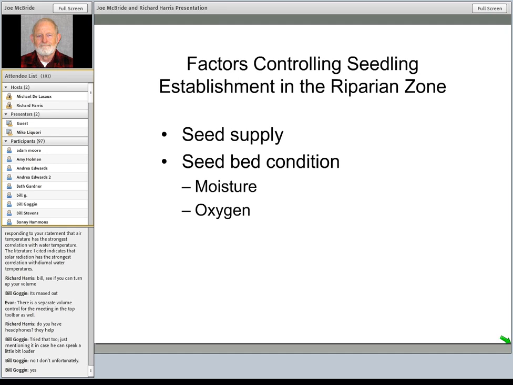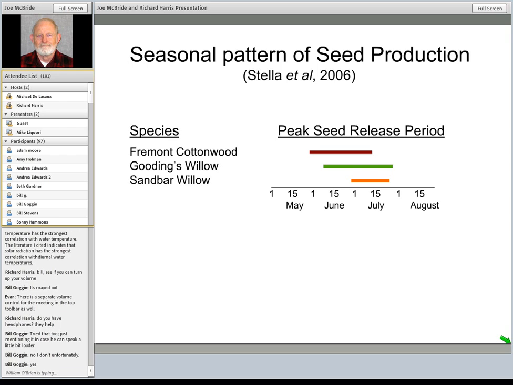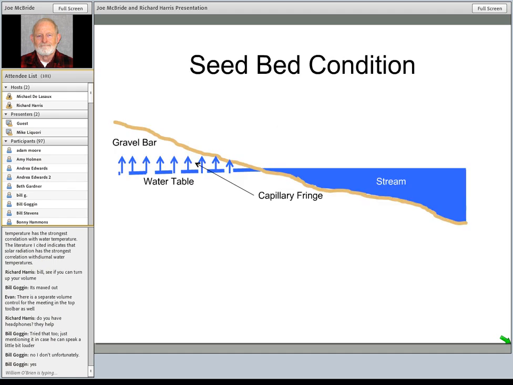Now, there are factors that control establishment of seedlings in riparian zones that combine the various aspects of some of these factors that we've already talked about. These factors include seed supply, and observations and studies have shown that not all riparian species are releasing their seeds at the same time. A study that Stella and his associates made in the McCollum River a number of years ago showed that the Fremont cottonwood produced seed earlier in the season than either Gooding's willow or sandbar willow, and the number of days during which seeds were being distributed varied among these species as well.